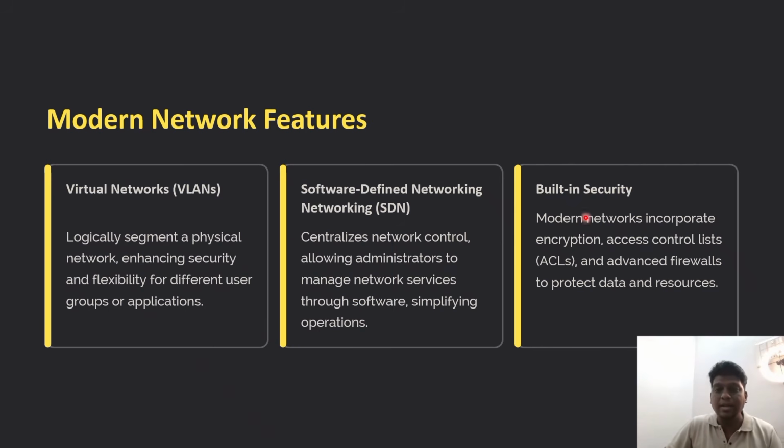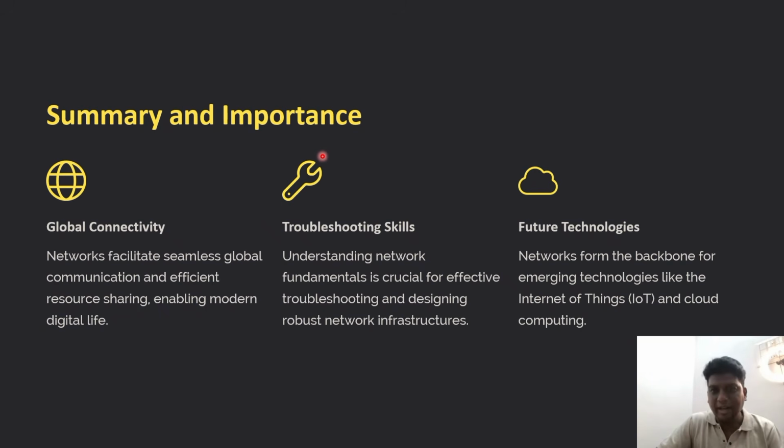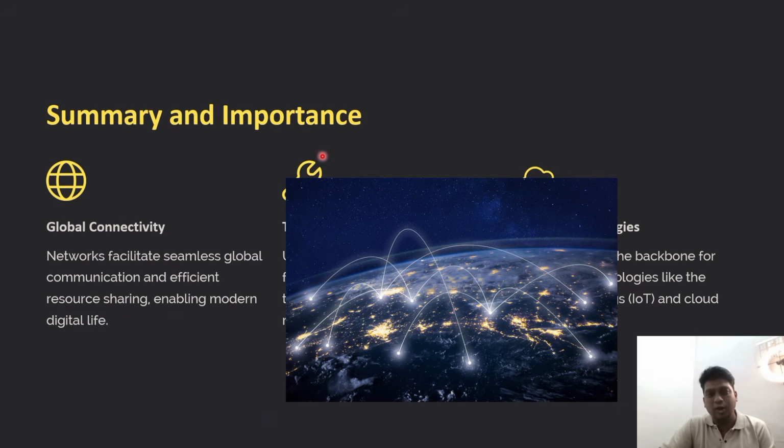The third one is built-in security. Modern networks integrate security features directly into network hardware and software instead of relying solely on external firewall or antivirus tools. For the summary of this introduction to computer networks: global connectivity. Modern networks enable seamless global communication and collaboration, from video conferencing to cloud access and social media, by connecting devices and people worldwide.